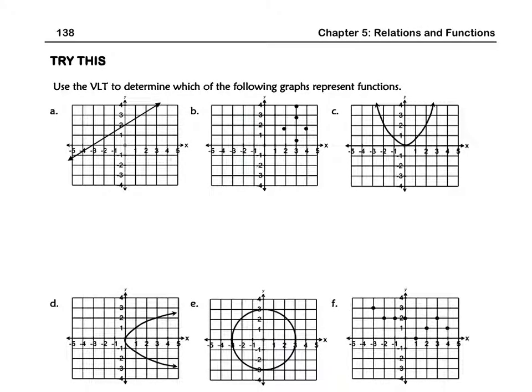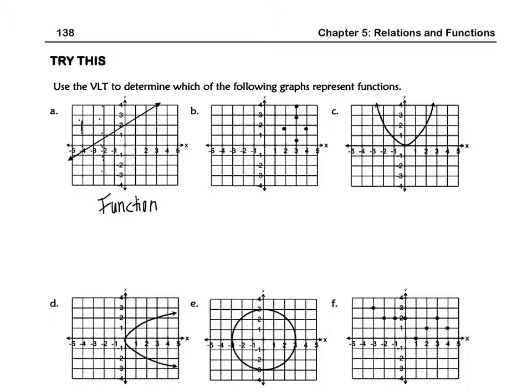All right, so these are some examples for us to try now, see if we can use the vertical line test to determine which of the following represent functions. So the first one, there is no place here. If I draw a vertical line anywhere on this graph, every single place I try, it would only pass through the single point. So this one would be a function. Passes the vertical line test.